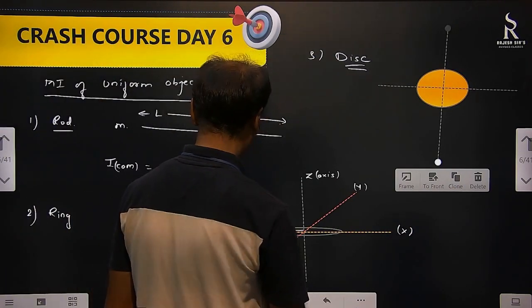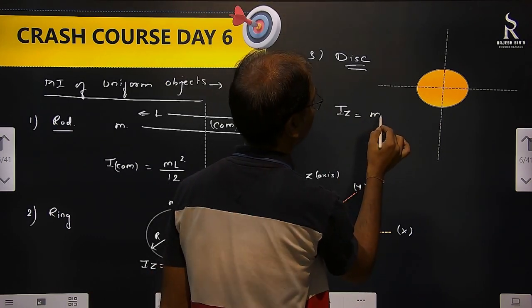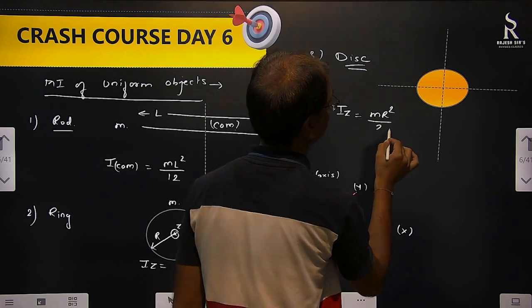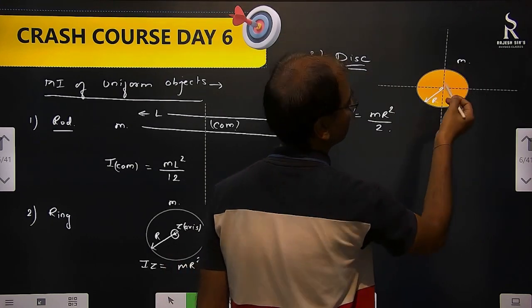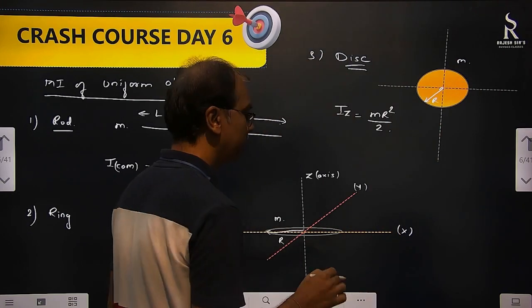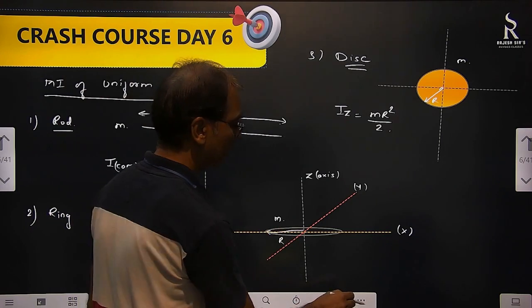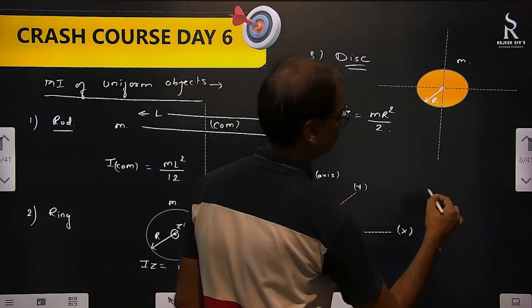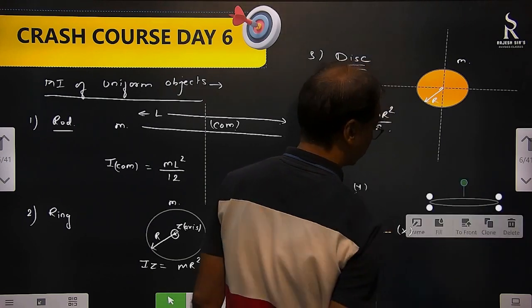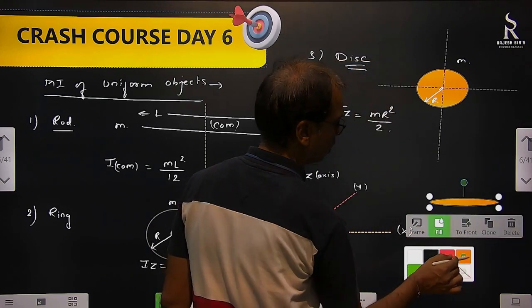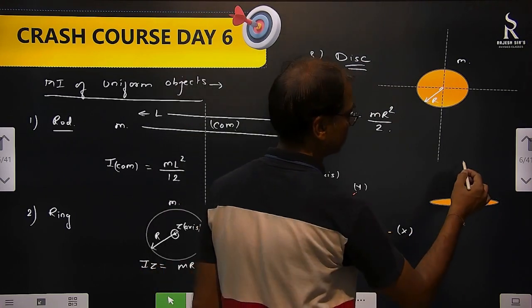Then what are we defining? Iz we are defining. What will be Iz? M r square by 2. This is r and its mass is m. Where is the z axis? I can't show you in this one, so again we have to make it like this to show the z axis. If you want to see, I will show you one more time. This is your disk, and where is the z axis? This is the z axis.